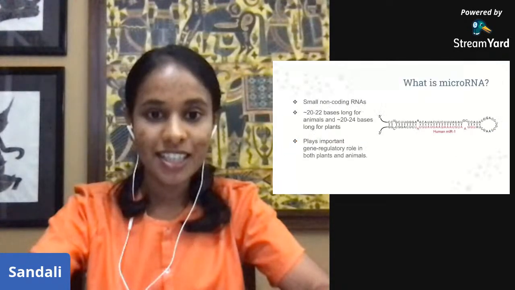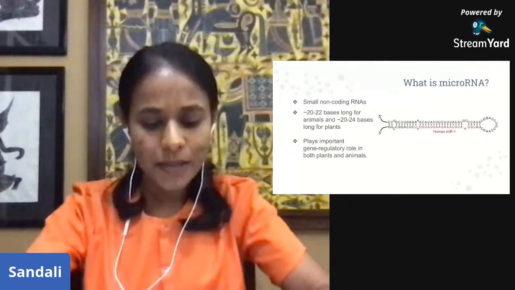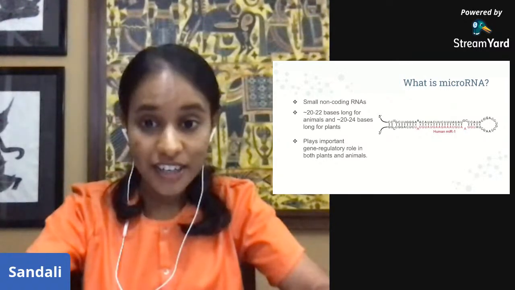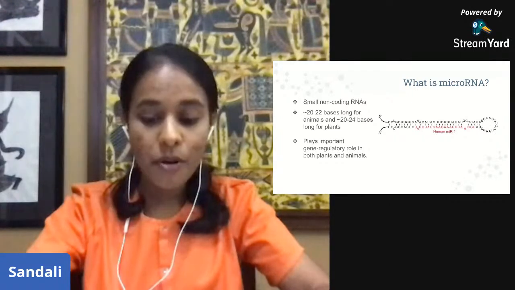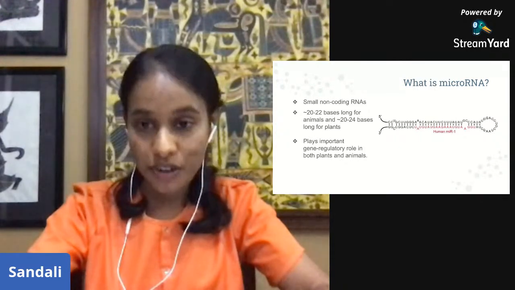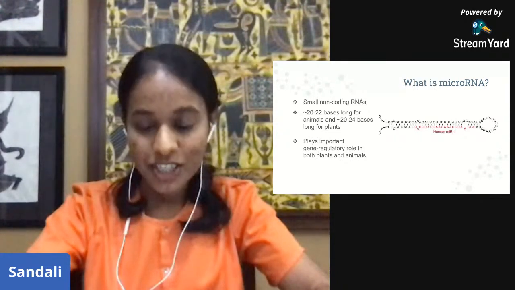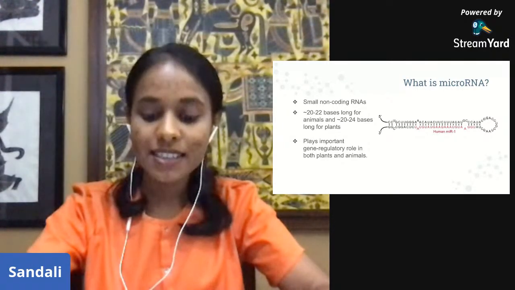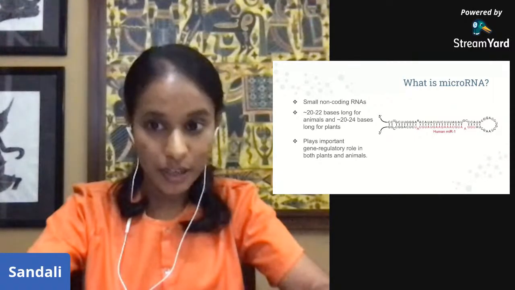MicroRNA comes to the picture at this point. MicroRNA plays an important role in gene regulation. So, what is microRNA? MicroRNAs are these small RNAs that are processed from these longer transcripts that fall back on themselves to make these hairpin structures like this image. This is a pre-microRNA, and this red colored sequence represents a microRNA.